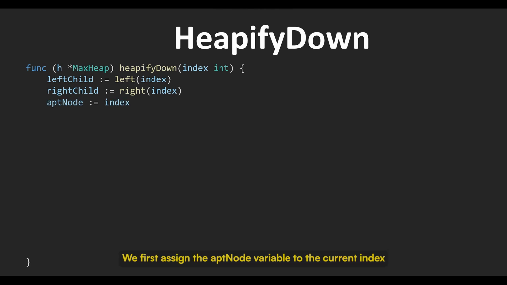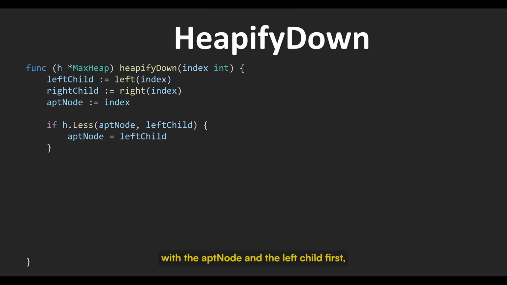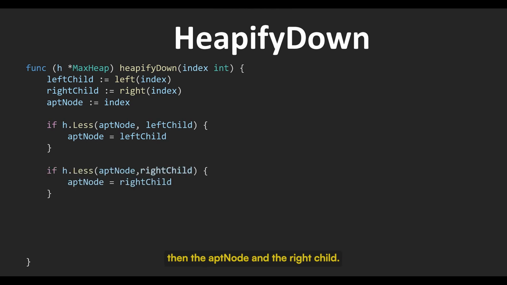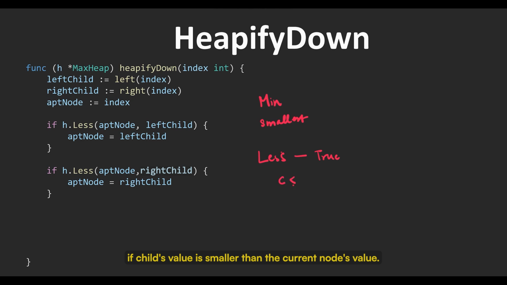We first assign the apt node variable to the current index and call the less function with the apt node and the left child first, then the apt node and the right child. In case of a min heap, the apt node should store the index of the smallest element. So less should return true if the child's value is smaller than the current node's value. So the apt node at every point stores the smallest child's index or the smallest node's index.